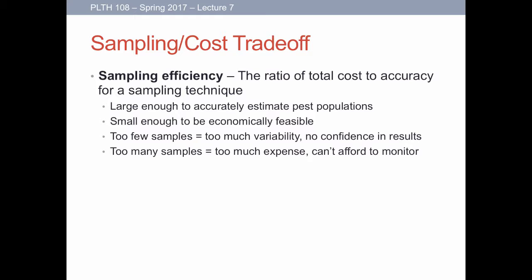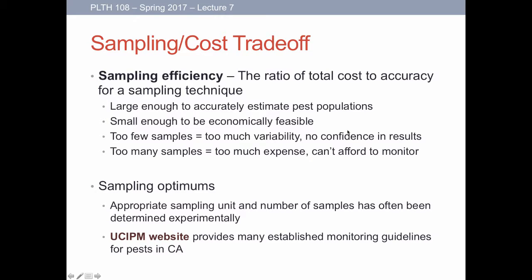When we talk about this middle ground, we use the term sampling efficiency, or the ratio between the total cost and the accuracy of a sampling technique. If I were to say that a technique is very efficient, that means that it sits nicely in that middle. You have a nice 1-to-1 ratio of accuracy to sampling cost, where we're not sampling too few, and we're also not sampling too many. So basically we're sitting at a nice sampling optimum. The appropriate number of samples, well, I got ahead of myself. So, sampling optimums. Oftentimes finding that sampling optimum is a little tricky if you're trying to do it yourself.